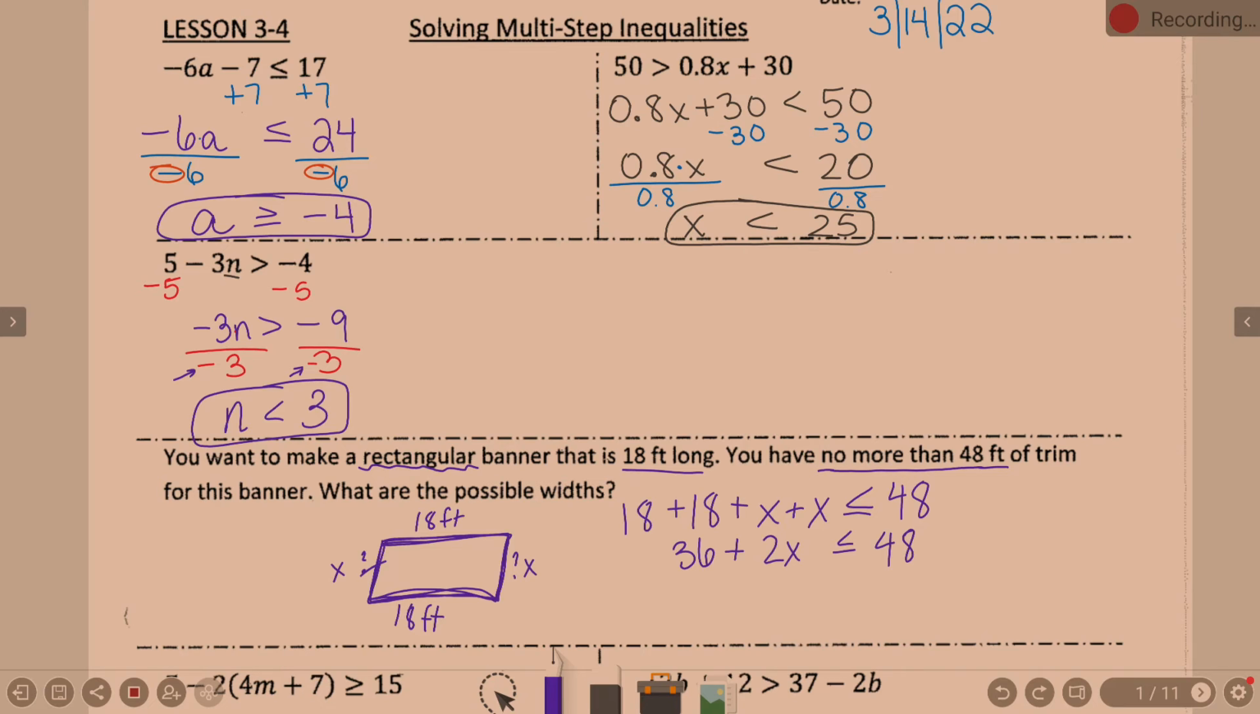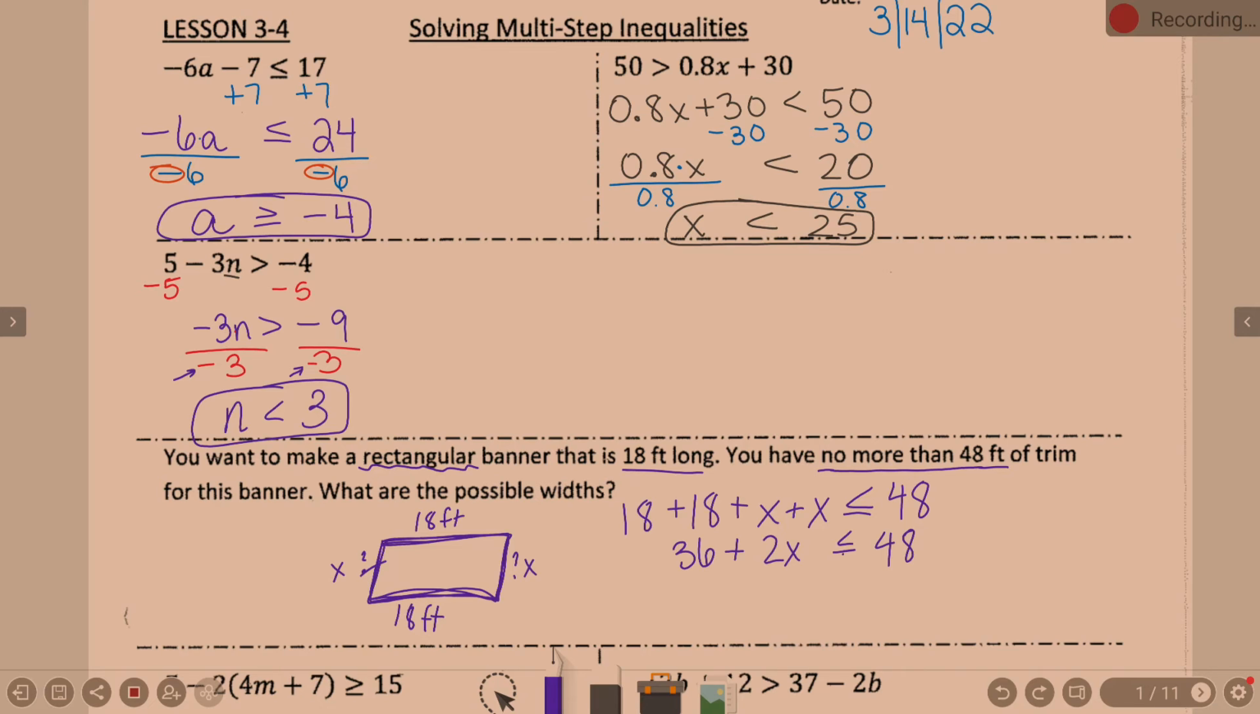Okay. And the only thing I would say about 6, my answer is not just exactly 6, though. It's 6 feet. But again, it's not exactly 6. It's any number that is less than or equal to 6, because we just want the trim to be less than or equal to 48. So the width could be 1, 2, 3, 4, 5, or 6.